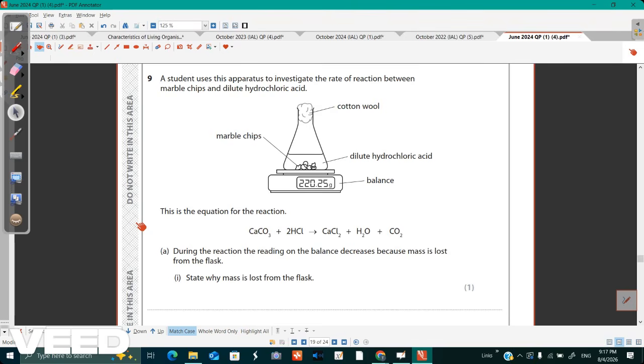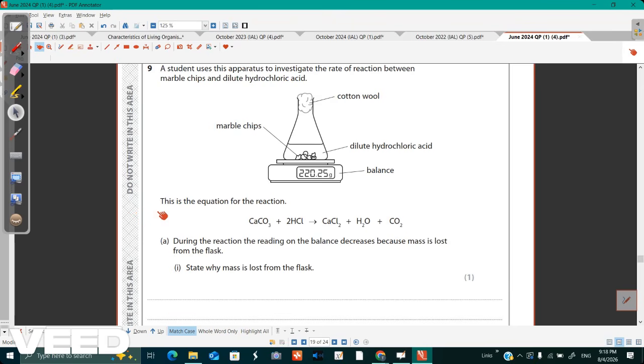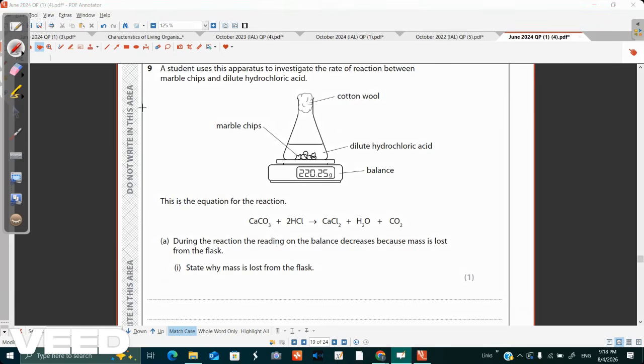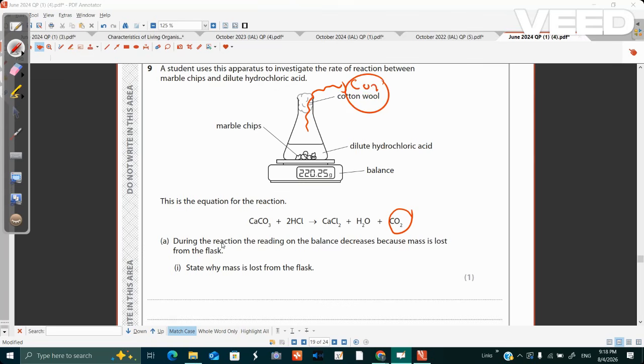This is the equation for the reaction: calcium carbonate, HCl, calcium chloride, H2O, carbon dioxide. During this reaction, the reading on the balance decreases because mass is lost from the flask. State why mass is lost. Why? Carbon dioxide gas is released. Carbon dioxide gas has a mass. Even though it is a gas, it has a mass. So that mass is lost.